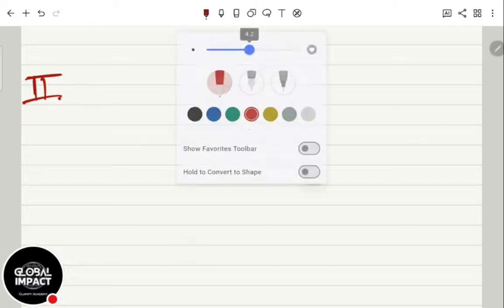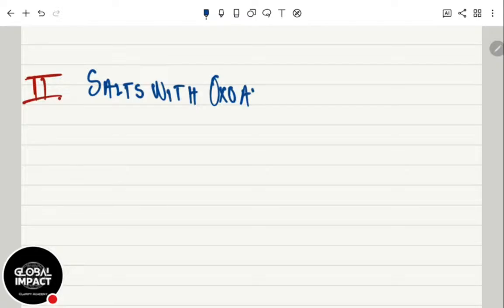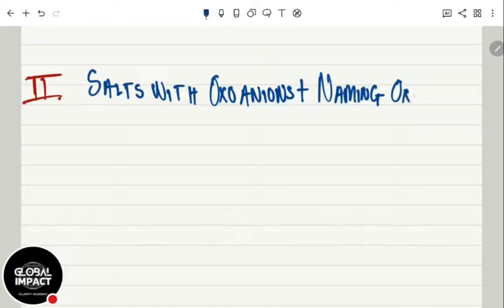The first one was for binary. So in here, I want you to say naming of salts with oxo anions. Plus, here we're naming salts with that, plus naming oxo acids. So here, this is naming oxo acids.